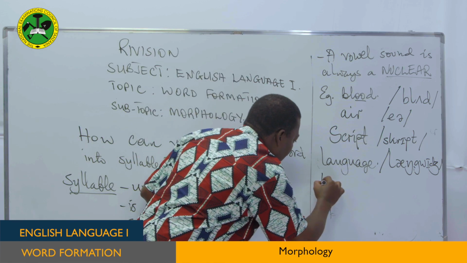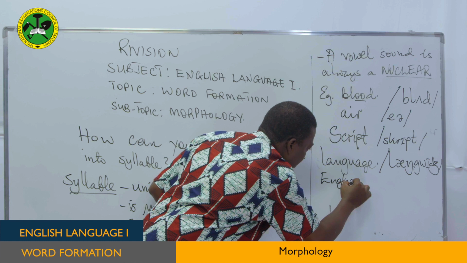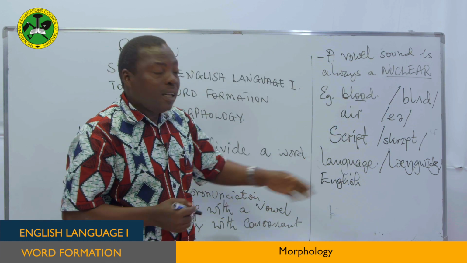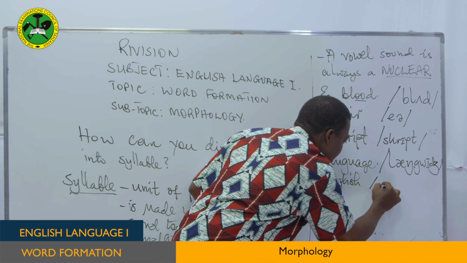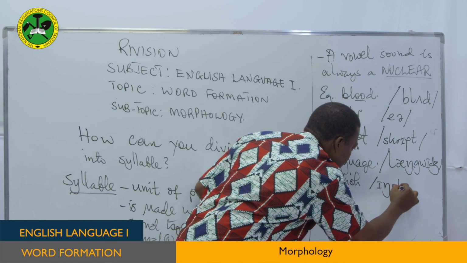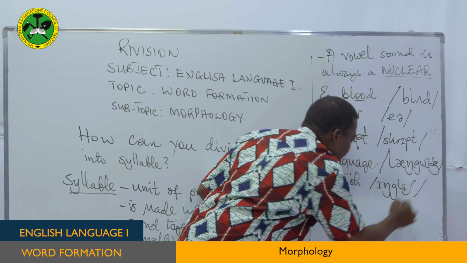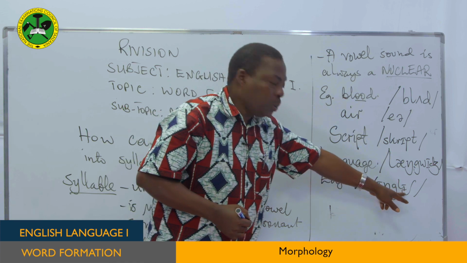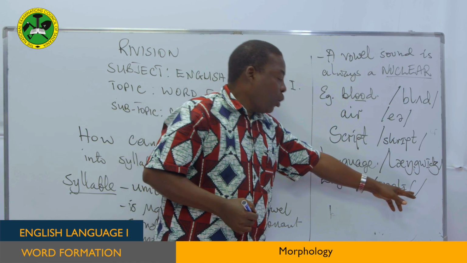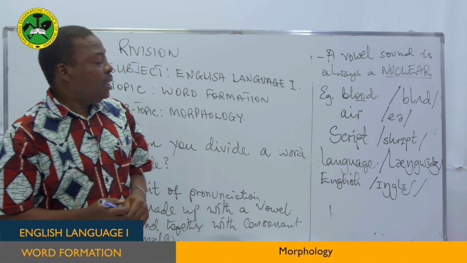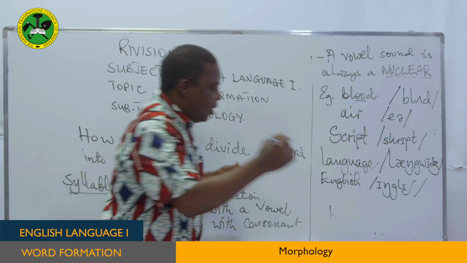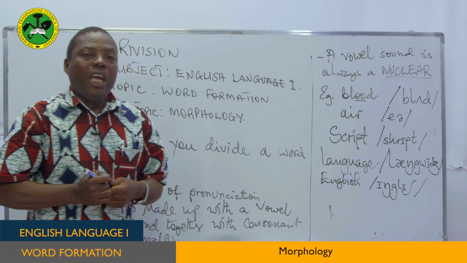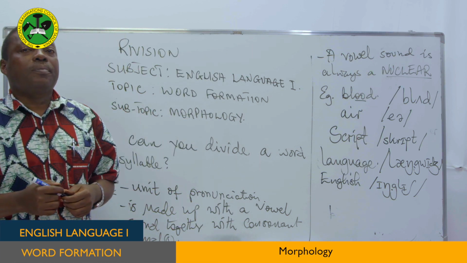Think about this word again. How do you pronounce this? Again, this is English. How many vowels? 1, 2. So the word again has 2 syllables. The first syllable starts from the beginning and it ends somewhere there. English.